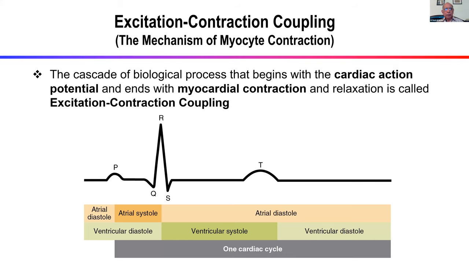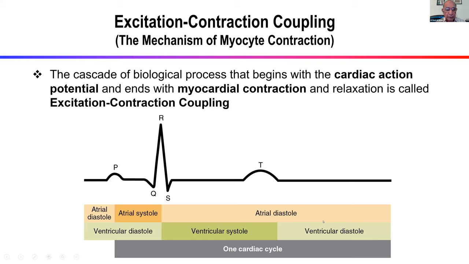Now we can compare how the electrical activity is coupled with the mechanical activity. The basic mechanism of cardiac function is excitation-contraction coupling to manage the cardiac function. This is the mechanism for myocyte contraction. If you compare in this figure, the typical picture of the ECG on the upper side with different waveforms, you can see the atrial systole, atrial diastole, and over here the ventricular diastole and ventricular systole.